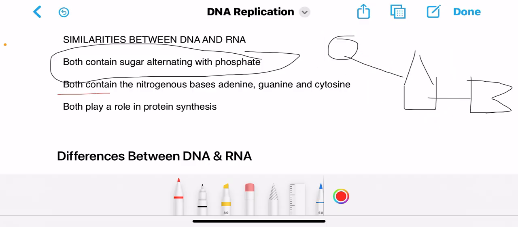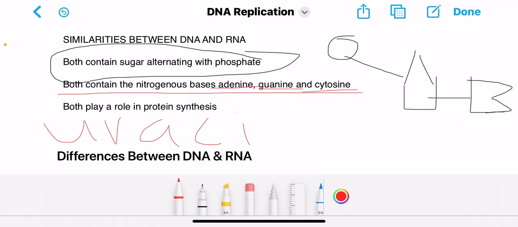Now, both of them have nitrogenous bases: adenine, guanine, and cytosine. Remember, DNA and RNA share these similarities. Both have what? Adenine, guanine, and cytosine. Why are thymine and uracil not included? Remember, uracil is only found in RNA.